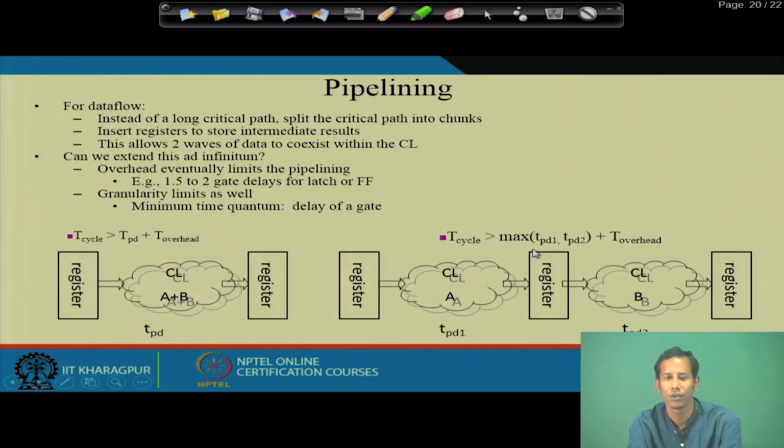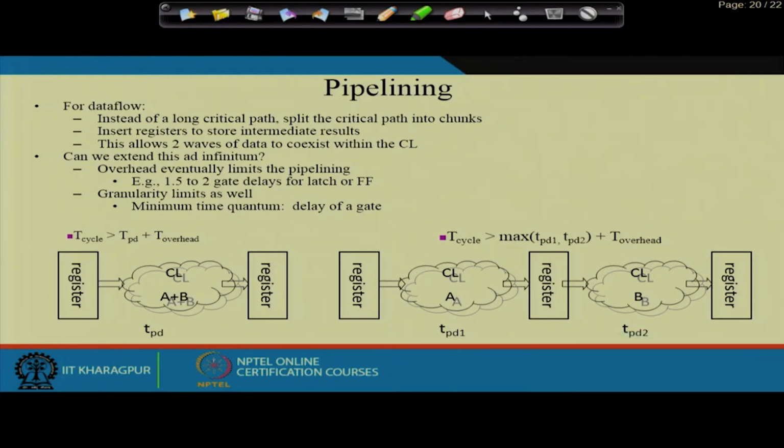Then how can we do that? One of the techniques is pipelining. What is pipelining? Pipelining means, for this data flow part, instead of continuing one long critical path, we split the critical path into several chunks. If we divide the combinational part into several chunks, that means we are subdividing the main operation into several subtasks, and then we can put registers to store the intermediate results, which allows two waves of data to coexist within the combinational logic.